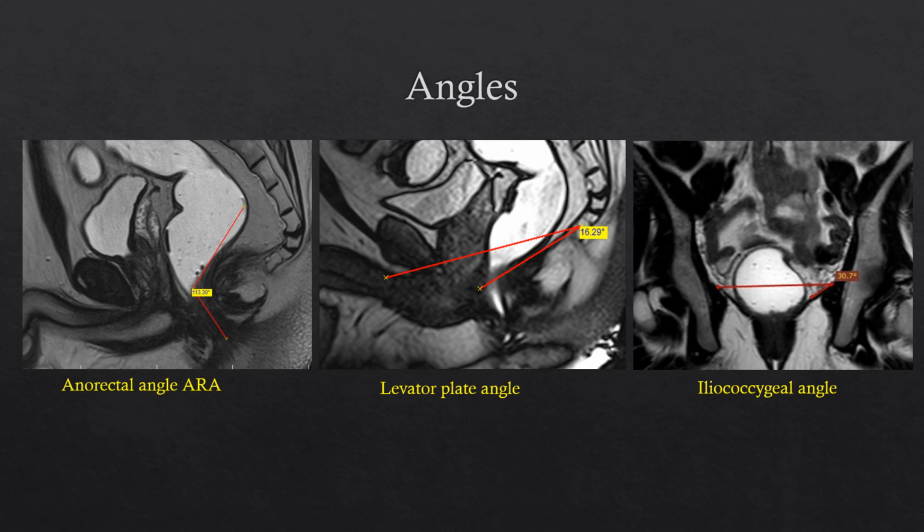Levator plate angle was measured between the pubococcygeal line and the line going down along the levator plate. The levator plate is a fusion of the iliococcygeal muscles in the midline. Also, we have the iliococcygeal angle, between the horizontal line and the line drawn along the iliococcygeal muscle. The iliococcygeal muscle is the most posterior part of the levator ani muscle. Those angles are less important than the anorectal angle. This one is the most important, and I depend on this angle in my reporting.